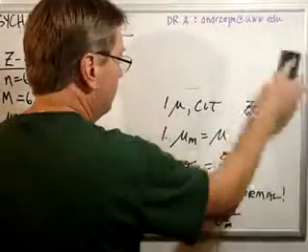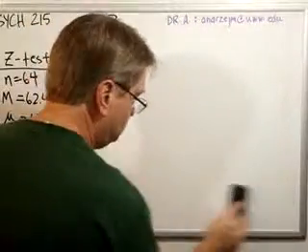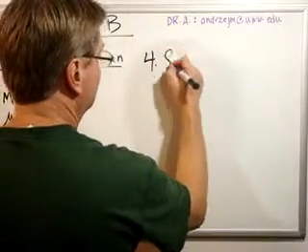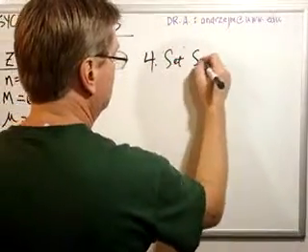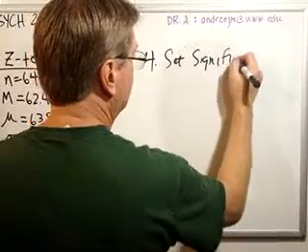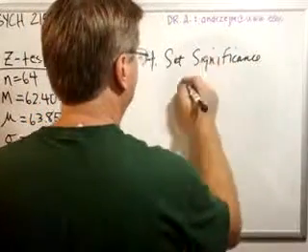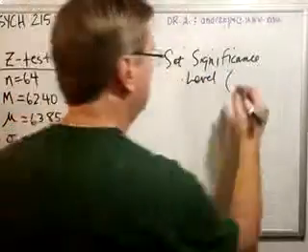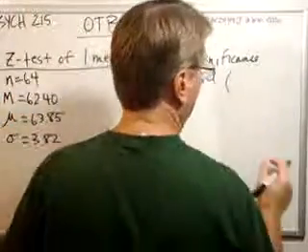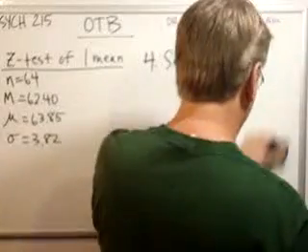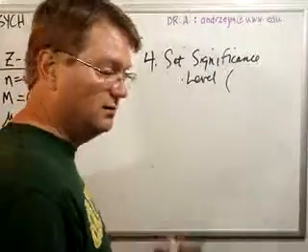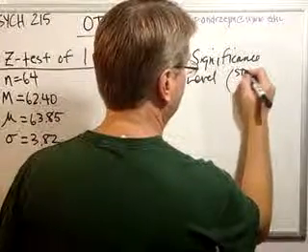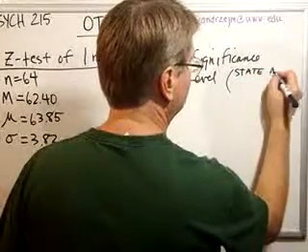On to step 4. Step 4 is to set a significance level. There's a second part of this that I don't talk a whole lot about, but I'm going to note it here. We only really need to go over this once or twice, and then you'll learn that it's always the same. We're going to state a decision rule.